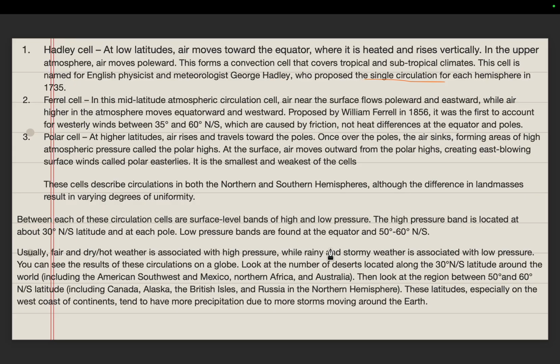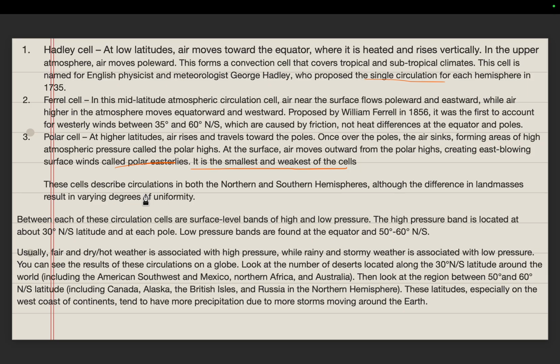In the polar cells at the high latitude, air rises and travels towards the pole. Once over the pole, the air sinks, forming areas of high atmospheric pressure called the polar high. At the surface, air moves outward from the polar high, creating the east blowing surface wind called the polar easterlies. This is the smallest and weakest of all the cells. These cells describe the circulation of wind in the northern and southern hemisphere.